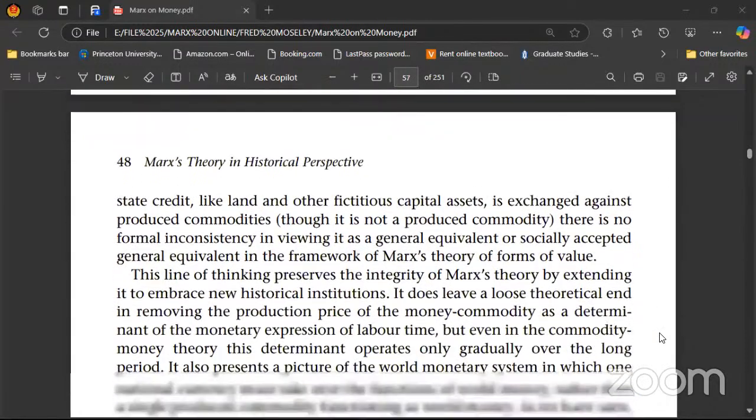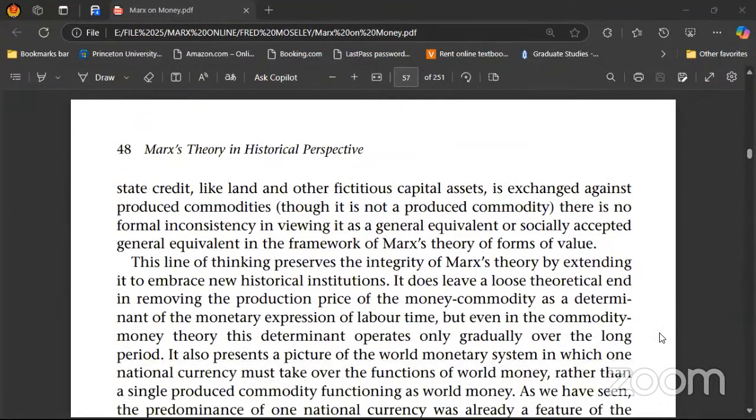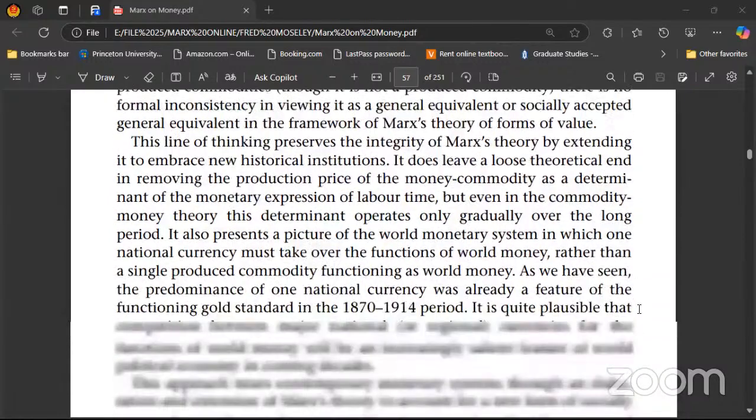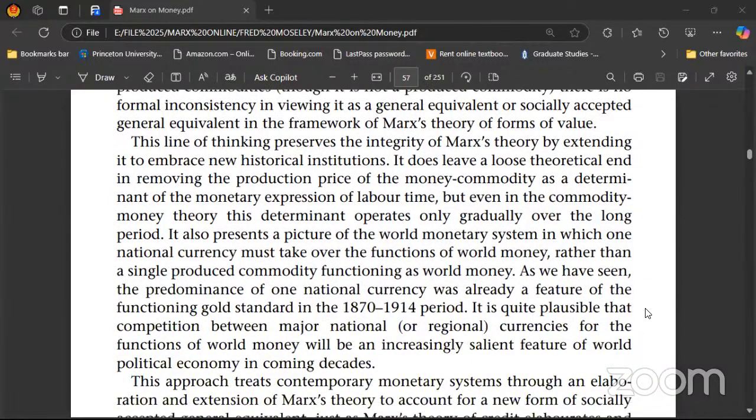Since state credit, like land and other fictitious capital assets, is exchanged against produced commodities, though it is not a produced commodity, there is no formal inconsistency in viewing it as a socially accepted general equivalent in the framework of Marx's theory of forms of value. This line of thinking preserves the integrity of Marx's theory by extending it to embrace new historical institutions.